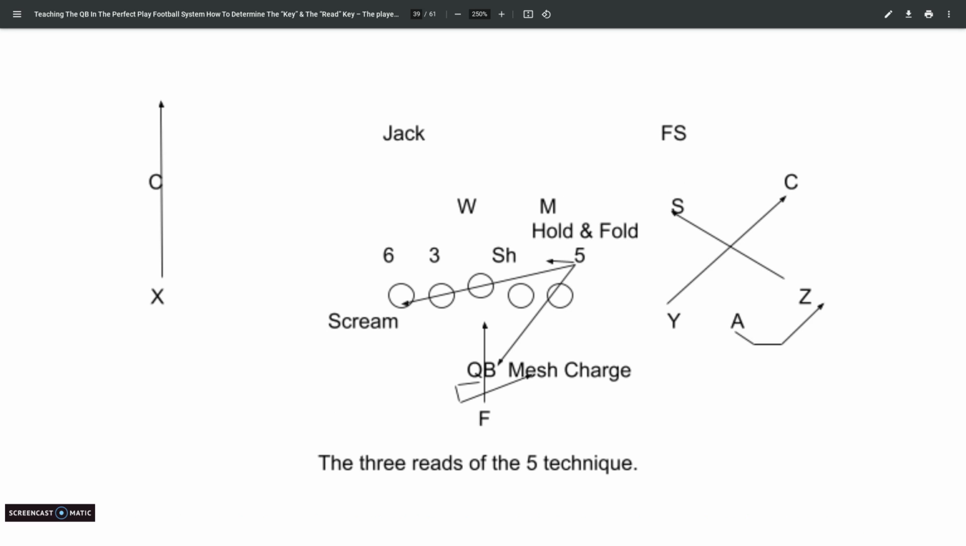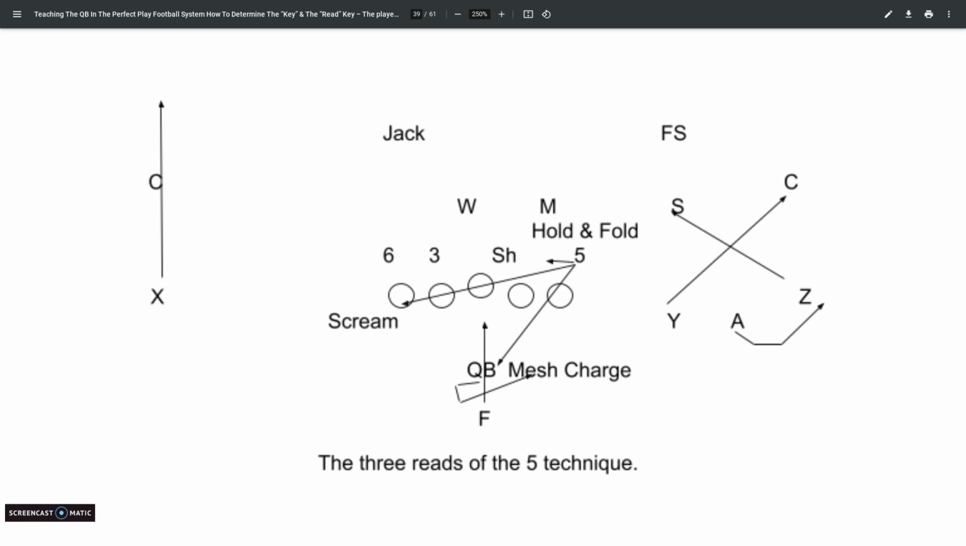So we said there are three things, the three reads of the five technique. In our picture here on the screen, don't be concerned with the perimeter. Don't be concerned with the X on the backside or on the front side of the play and the screen on the backside. We are only worried about this five technique. I have not drawn up any blocking scheme for the offensive linemen because it could be any run to the left, whether it is a gap scheme to the left or whether it is a zone scheme to the left. Doesn't really matter.